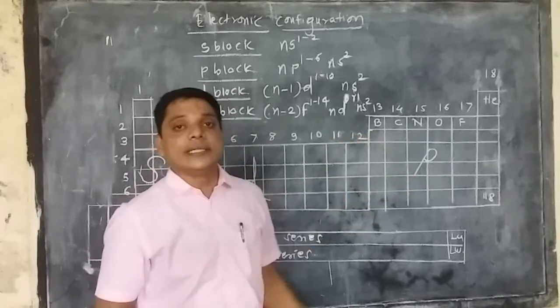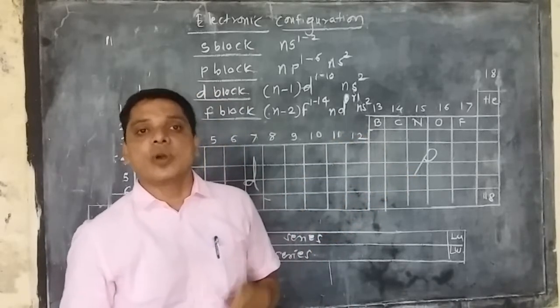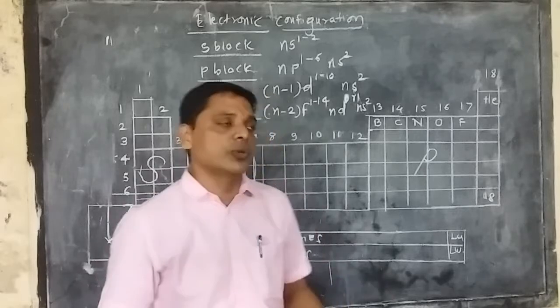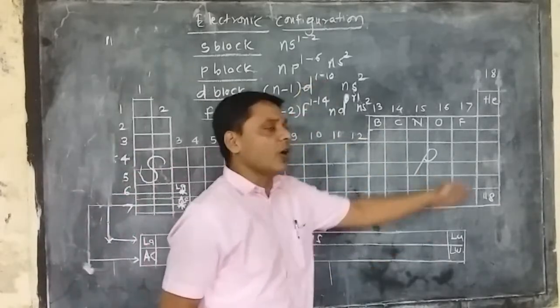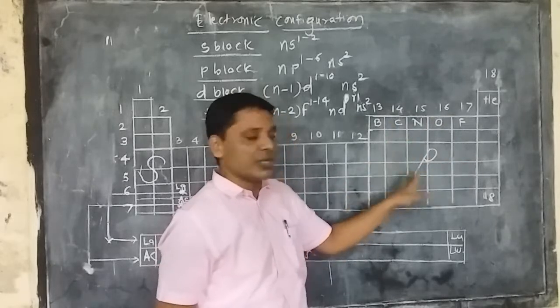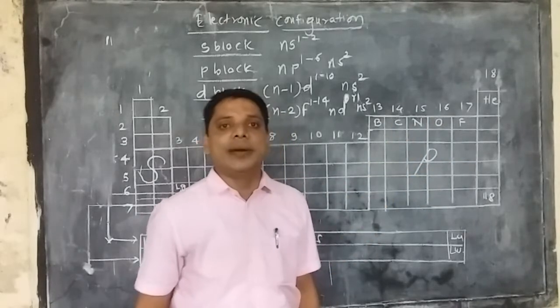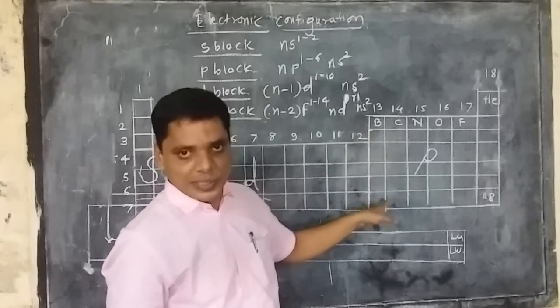The p block contains some metals, some non-metals, metalloids, and noble gas elements also. So this block contains all types of combinations: metal, non-metal, metalloid, and noble gases, which are included.